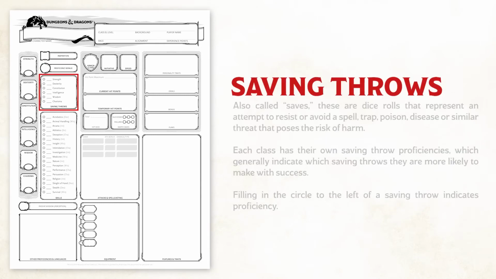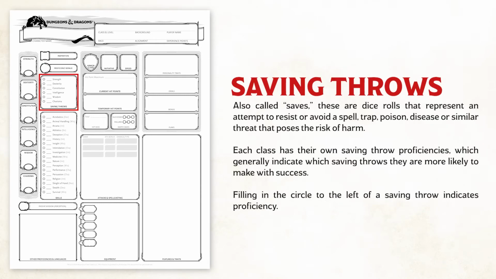Saving throws. Also called saves, these are dice rolls that represent an attempt to resist or avoid a spell, trap, poison, disease, or similar threat that poses the risk of harm. Each class has their own saving throw proficiencies, which generally indicate which saving throws they are more likely to make with success. Filling in the circle to the left of a saving throw indicates proficiency.